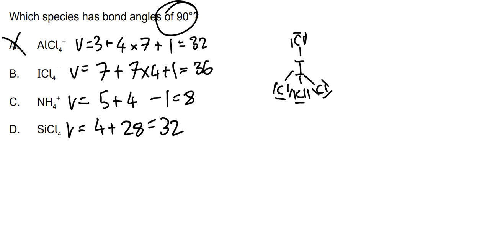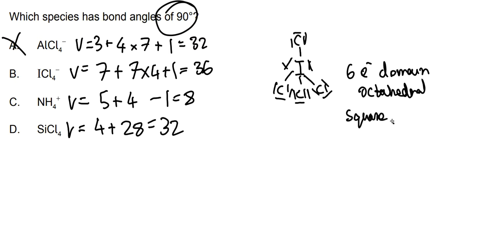Now this one, we have 32 electrons again, but we need 2 more, so we got that. This looks to be a 6 electron domain structure, so this is going to be octahedral. And here we have 2 lone pairs, so we're going to have a square planar structure. I believe it's square planar. If we have a square planar structure, that means the bond angles are 90 degrees, so it's going to be B, which is our answer.